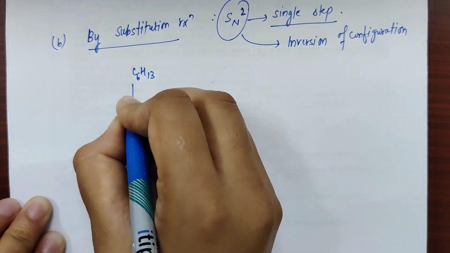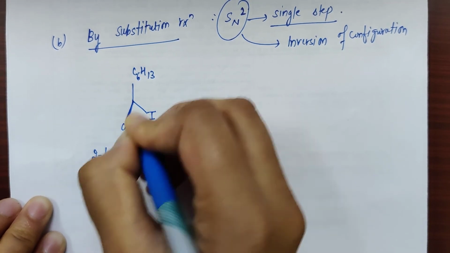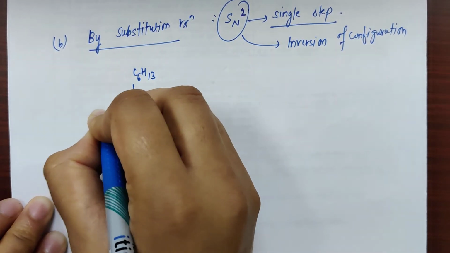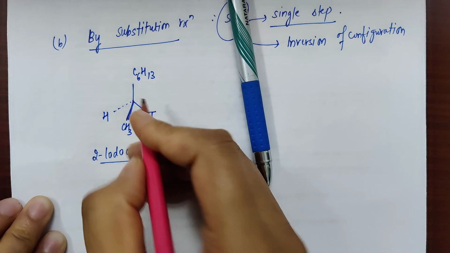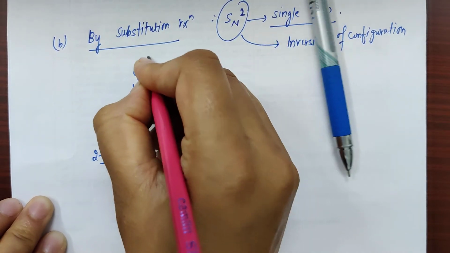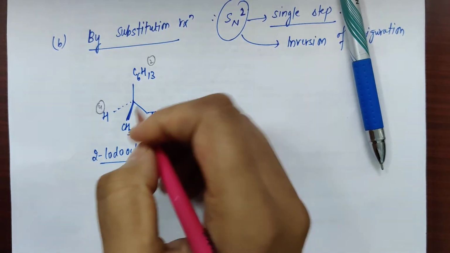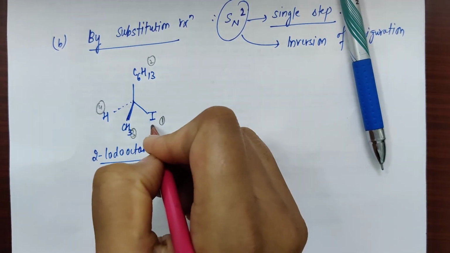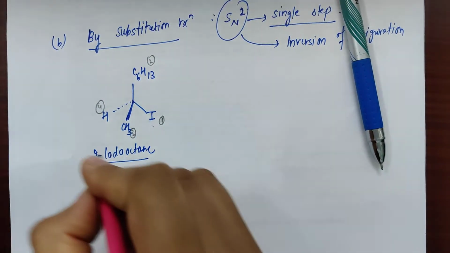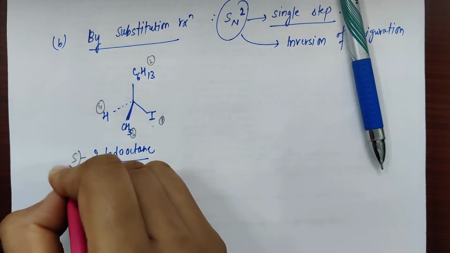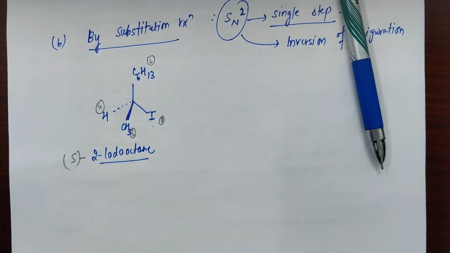So I am drawing one of the enantiomers. Let's see which one we get. This is first priority group, this is second priority group, this is third priority group, this fourth is away from the viewer. If you see the rotation, it is anti-clockwise, so it is S. Okay, S-2-iodooctane we have obtained.